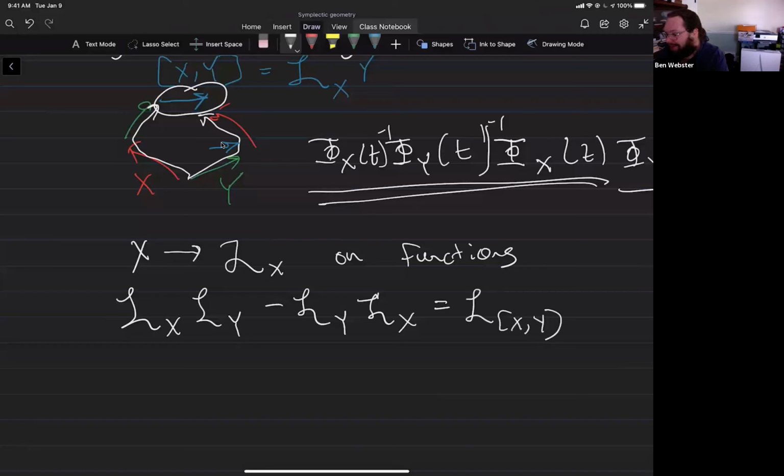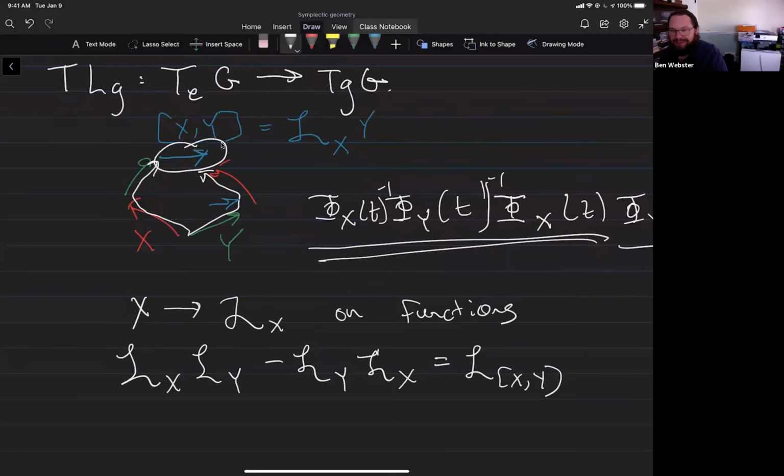And then this fact that the bracket is the same as the Lie derivative of y with respect to x is like the Jacobi identity, essentially. So this is kind of another useful way of thinking about all of these things.